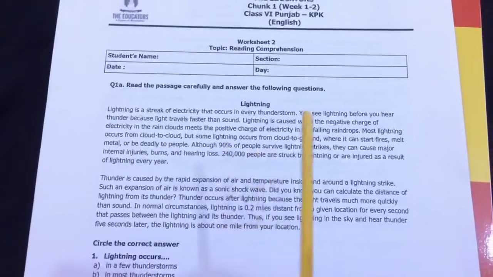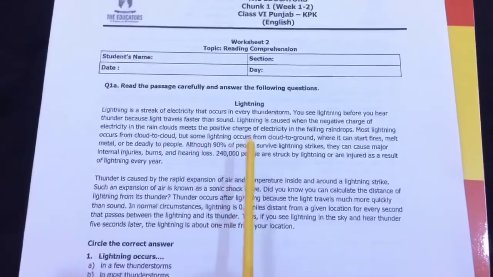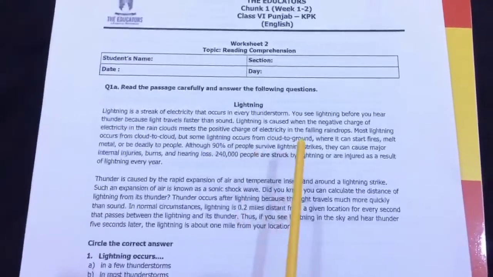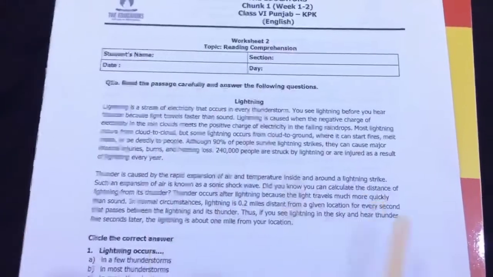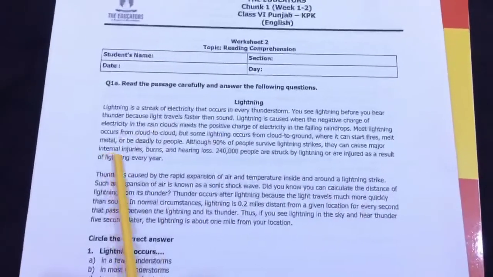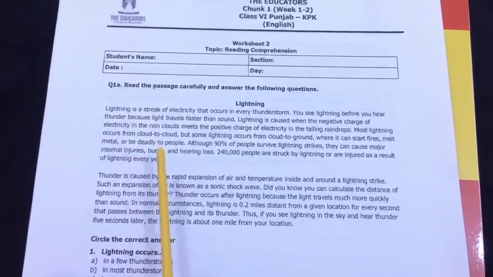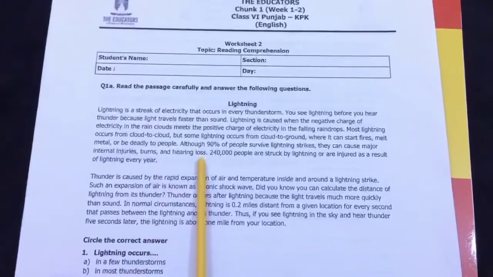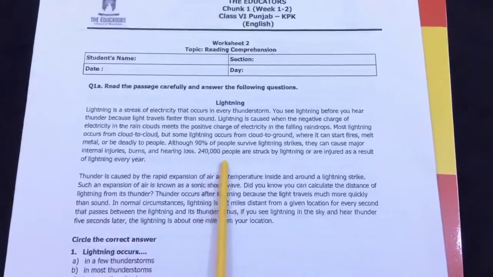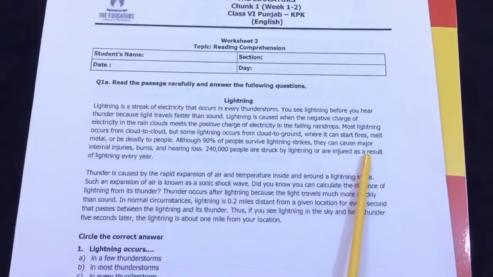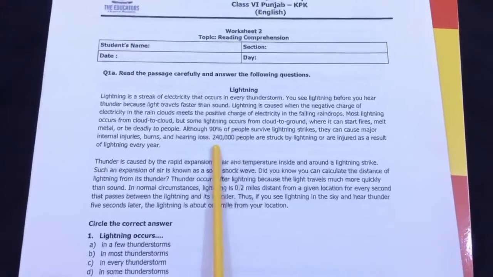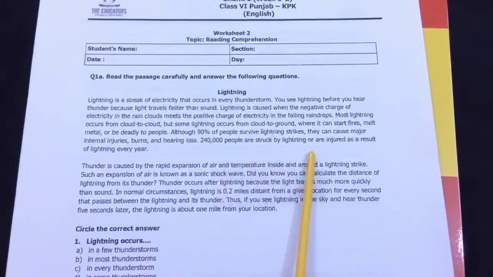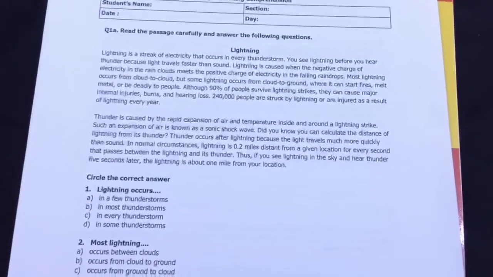Now, there is a 90% chance that people who are struck by lightning can survive and do not die. But it causes internal injuries, burns, and hearing loss. 240,000 people are struck by lightning or are injured as a result of lightning every year. This is the average number of people who are struck by lightning and injured by it every year.